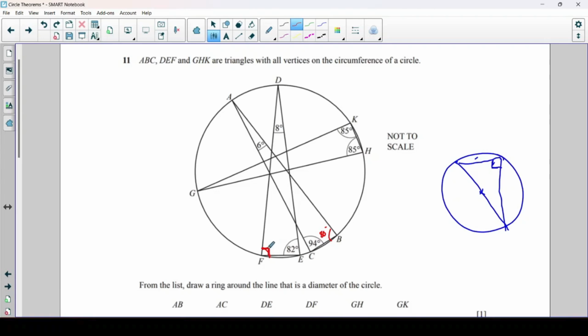So this one here is a right angle, and it is subtended by these two points, D and E. So that means that DE must be the diameter. That one's going through the centre. It does not look like it at all, okay? It really doesn't look like it's going through the middle, but it has to be DE.